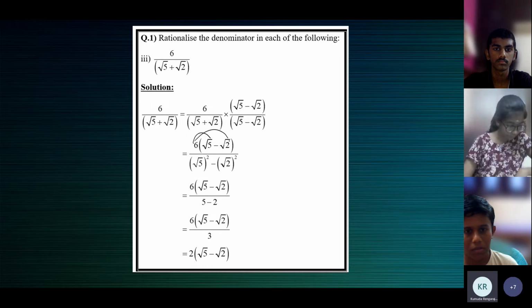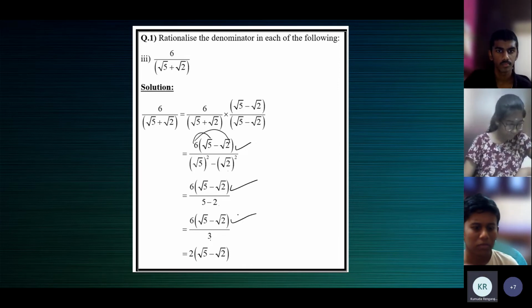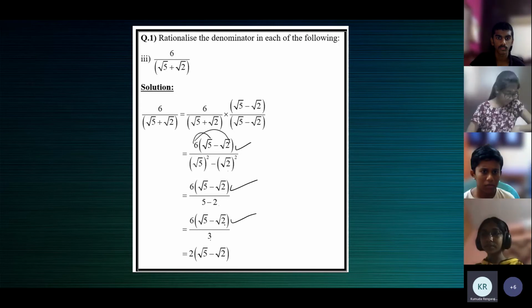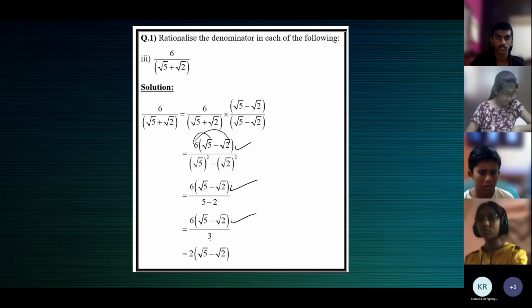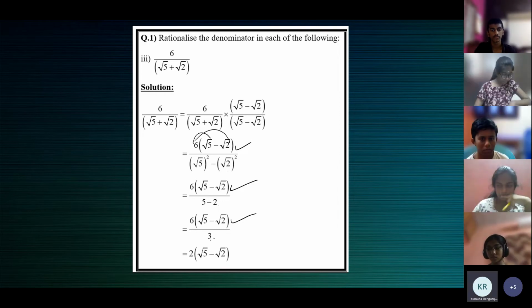At this stage, you don't multiply. Write the numerator as it is. See the same numerator. The denominator is root 5 square is 5, root 2 square is 2, and 5 minus 2 is 3. See, in this step also, we have not multiplied the numerators. We haven't multiplied, because we're just waiting for the denominator.